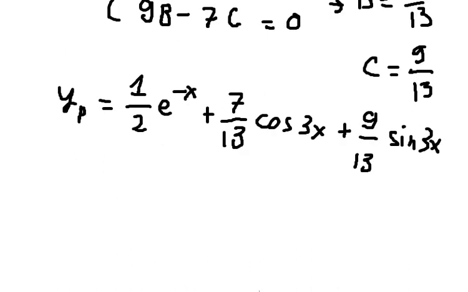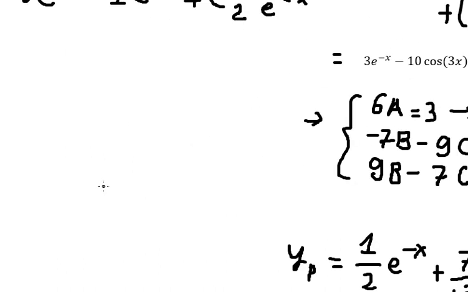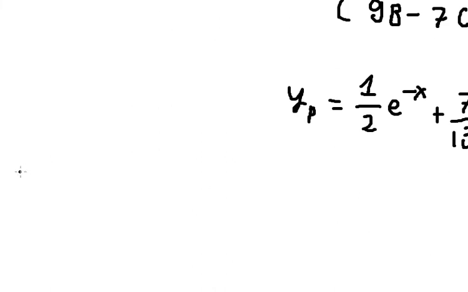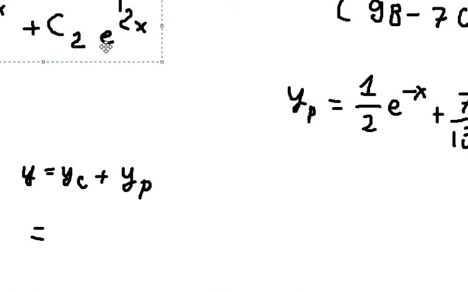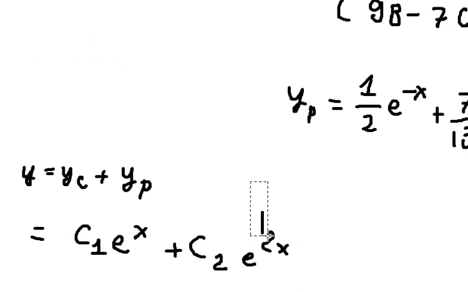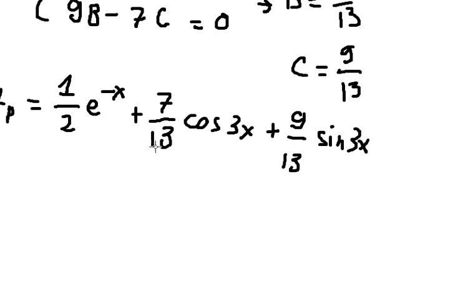So after we have yb, we combine yc and yb in here. yc, that is this one, and yb, that is this one.